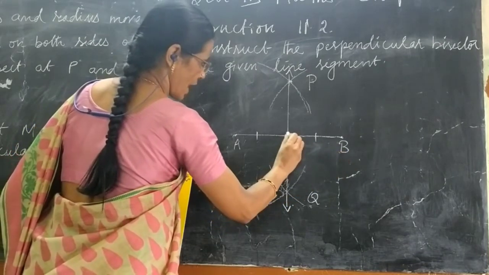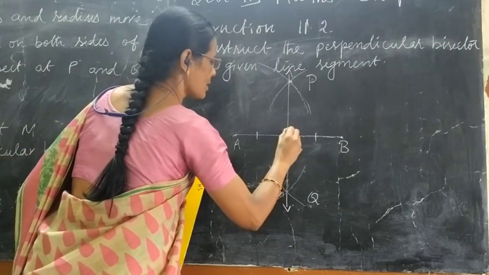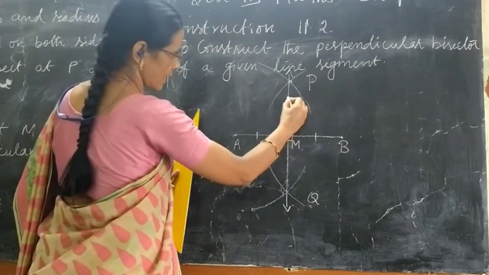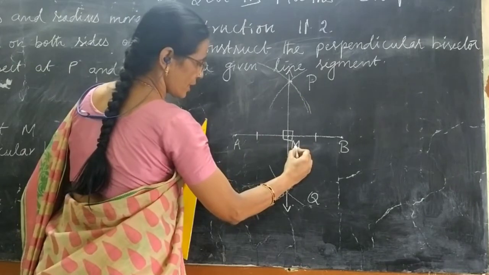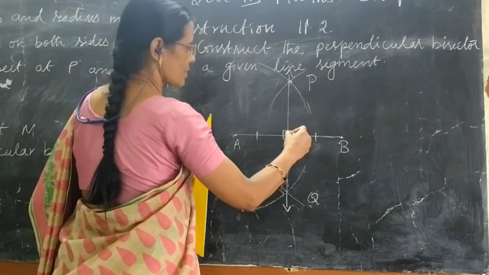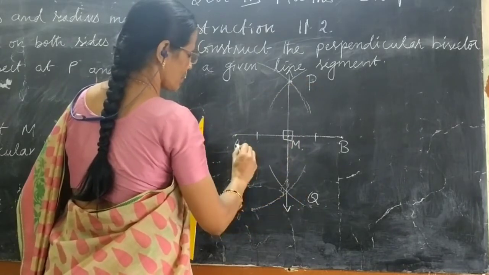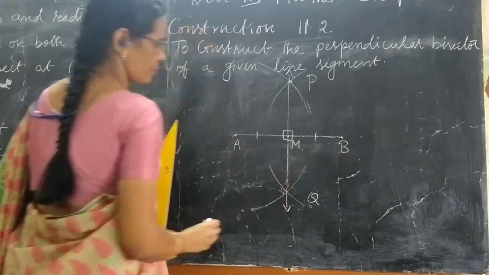And if you measure the angle at the point M, you will get how many degrees? 90 degrees you will find. Therefore, this line passes through the midpoint of AB and it makes 90 degrees. Therefore, line PQ is the perpendicular bisector of AB.